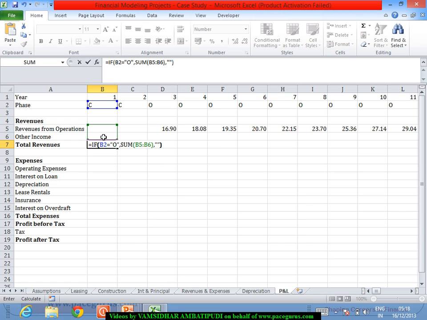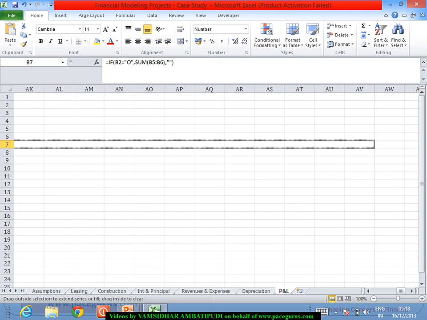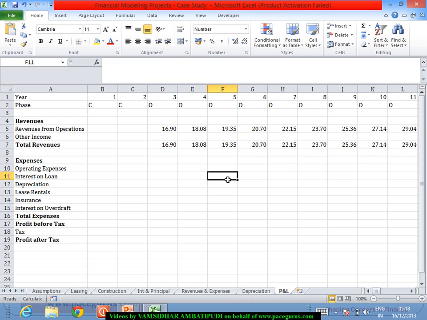Otherwise, leave it as blank. So with that input, probably I'll populate up to here, and this is what is giving me my total revenues for the period. Same way, operating expenses are straightforward to obtain.